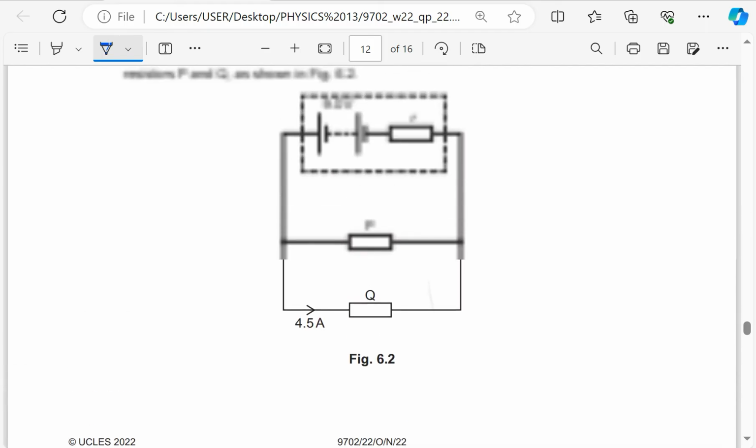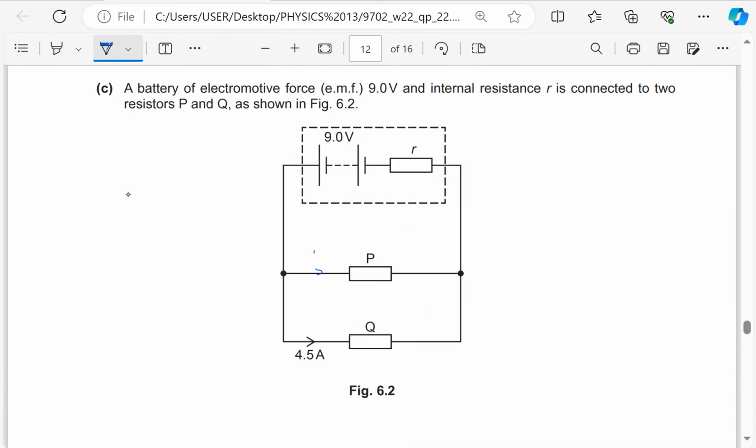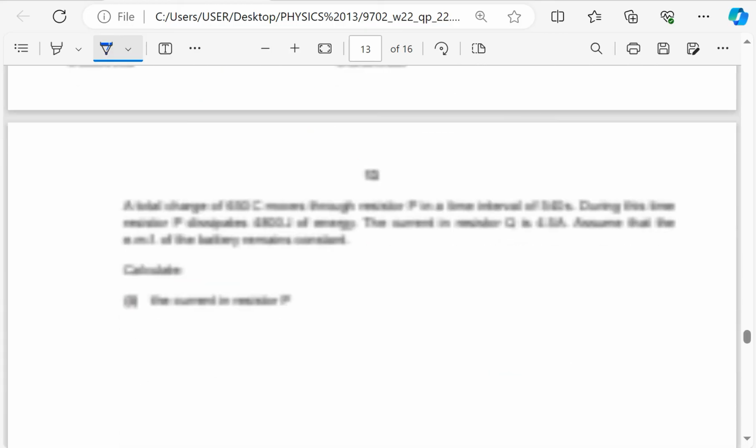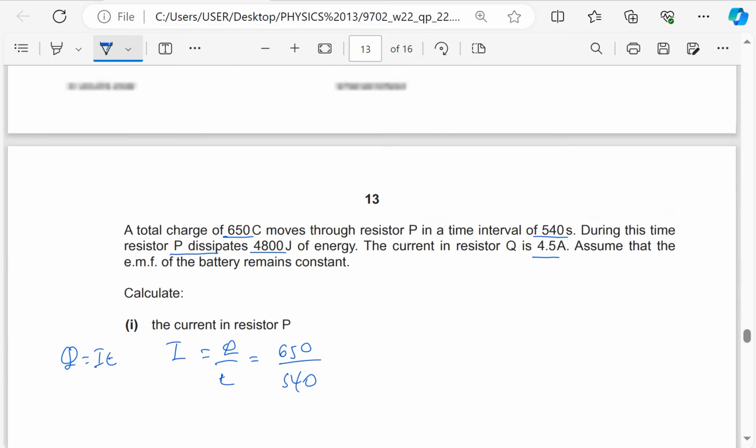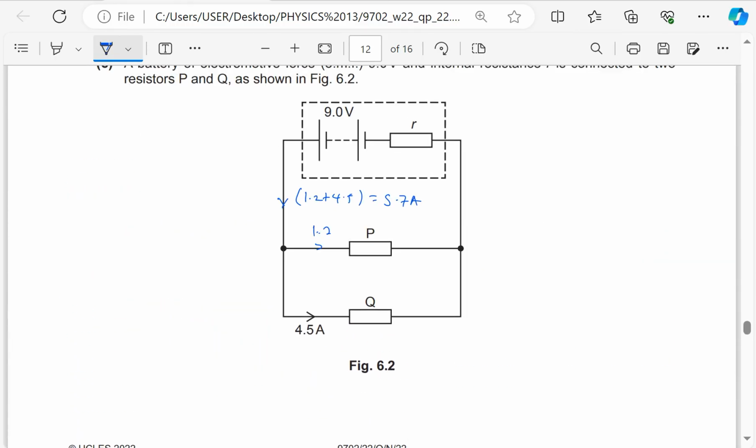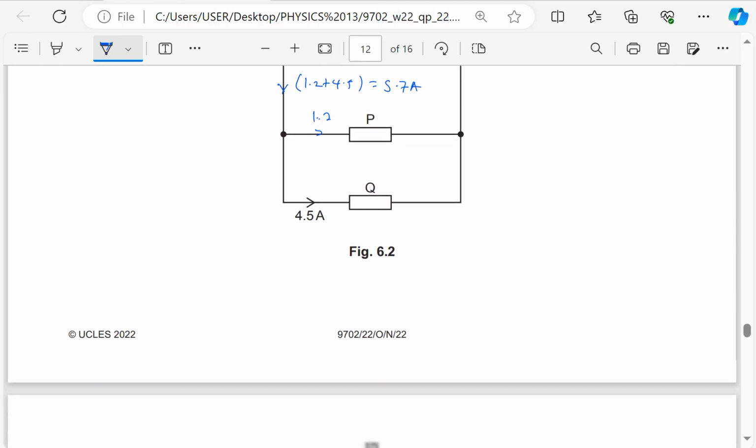So if I come back here, it means the current here is 1.2. So what is the total current here? This is going to be 1.2 plus 4.5, which is 5.7 amperes. That is the current in the battery. The potential difference across resistor P: I now know the current, and I want to find the PD across resistor P.